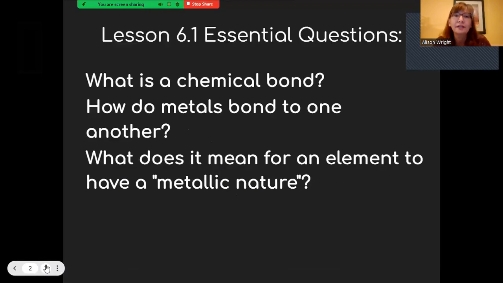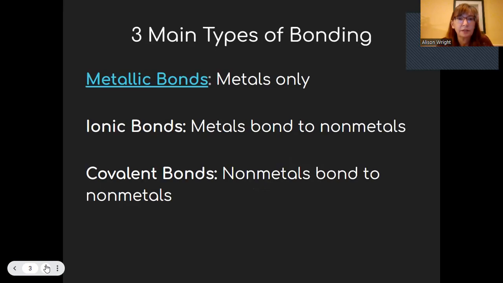So our essential questions: what is a chemical bond? That's really an overarching essential question for Unit 6. How do metals bond to one another? That's what we're going to talk about today. And what does it mean for an element to have a metallic nature? Hopefully you've already seen the Khan Academy video that talked about metallic nature, and we talked about elements that have extra valence electrons, plenty to go around, and that's what's going to give us our metallic bonds.